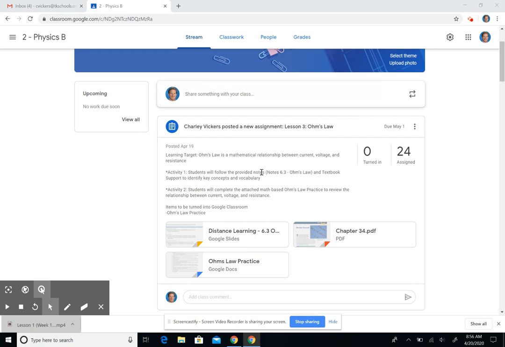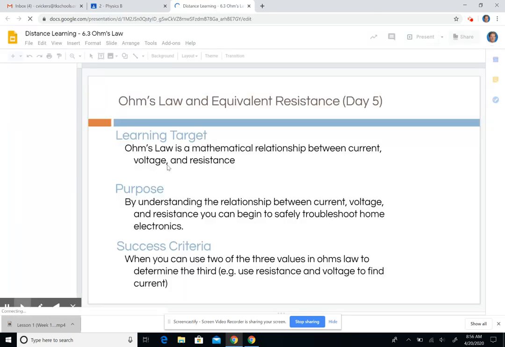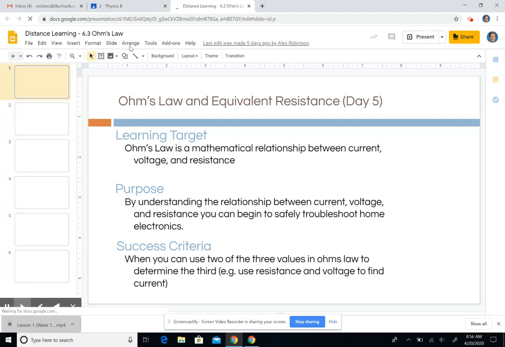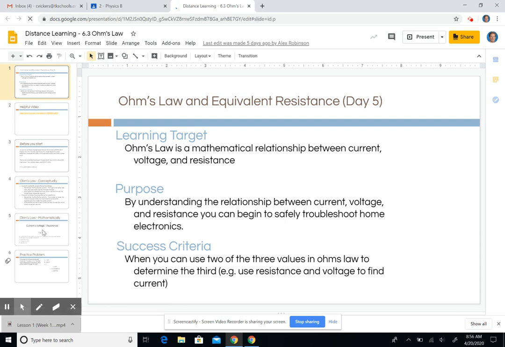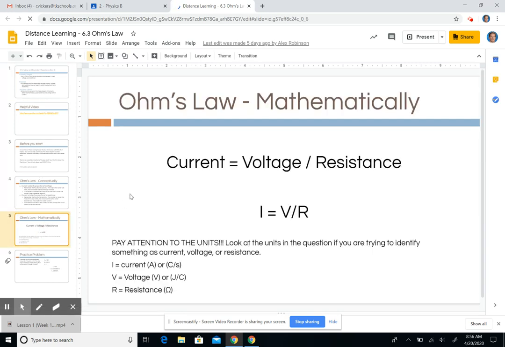Just like last time, we've got some guided notes for you and some textbook support to identify some key vocabulary. So those guided notes are just like the ones that we do in class. You can work through those on your own. And there's not a whole lot to this one. Again, it's a mathematical relationship between current, voltage, and resistance.